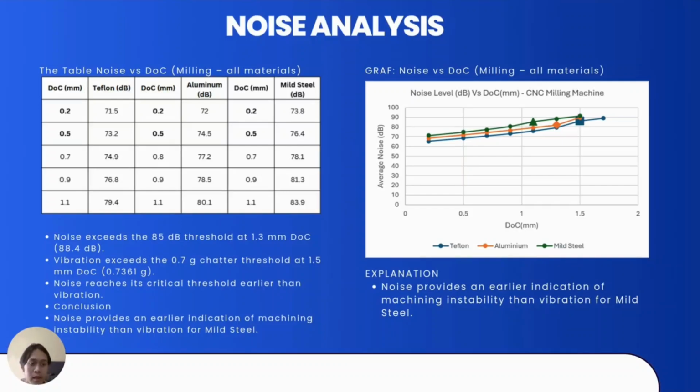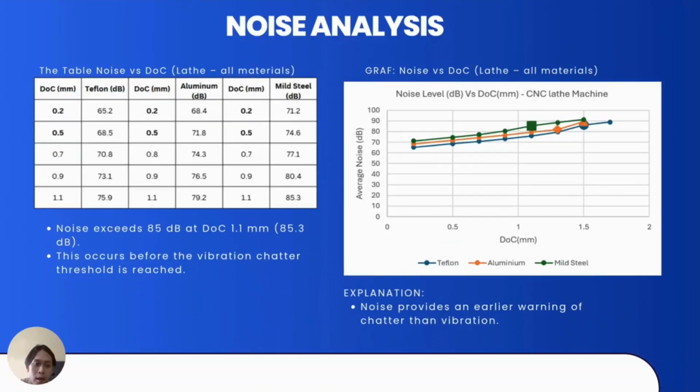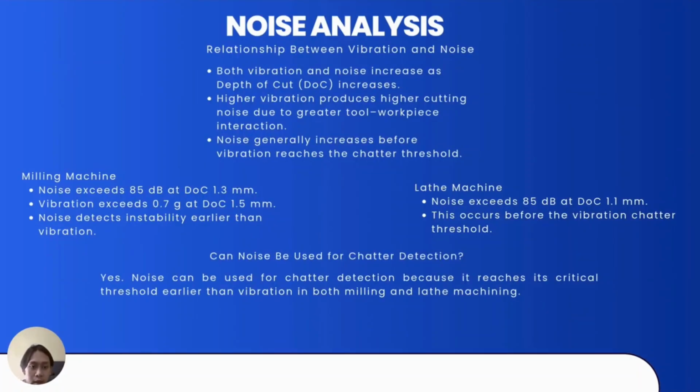And this is the table of material for milling, for our material, and this is the graph. And this is for lathe. This is the noise analysis, the relationship between vibration and noise for the milling machine and lathe machine. And this is the explanation: can noise be used for chatter detection?